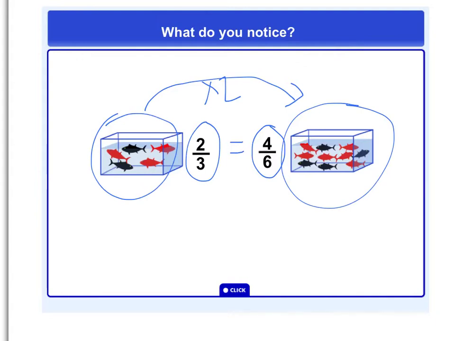However, this is considered a ratio because it's not 2 out of 3, it's 2 compared to 3. The 2 is representing black fish, the 3 is representing red fish. There's nothing representing the whole group, and that's just the difference between a ratio and a fraction. So you can see that these two things are equal. We've already known that 2/3 and 4/6 is equal.